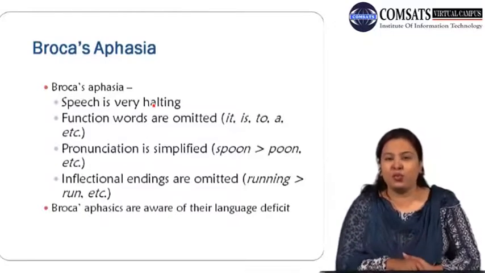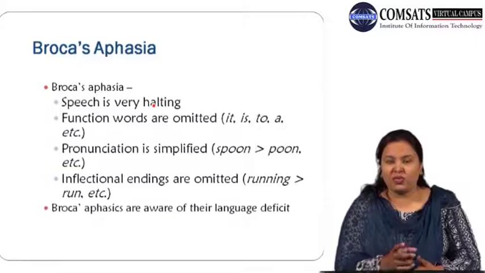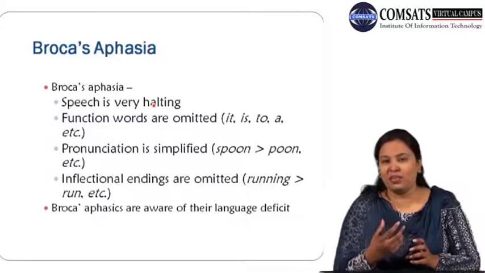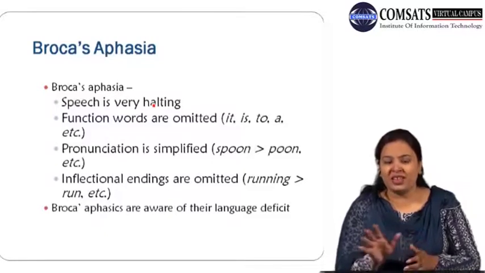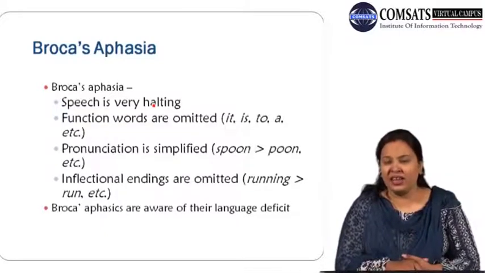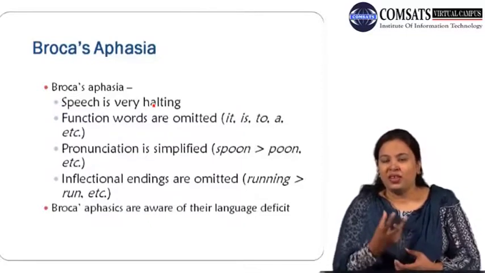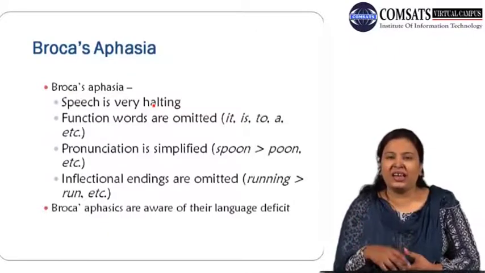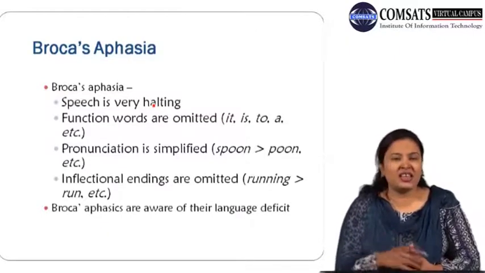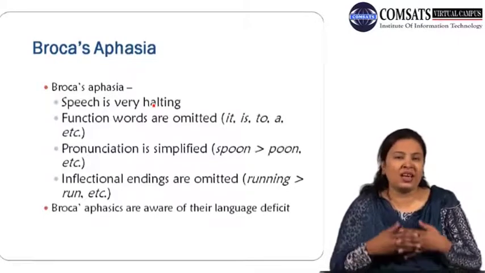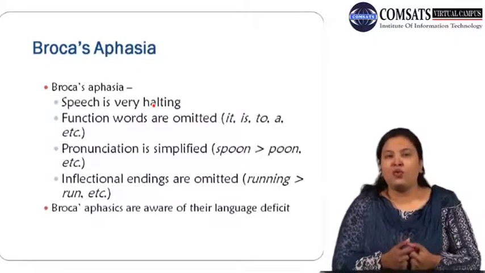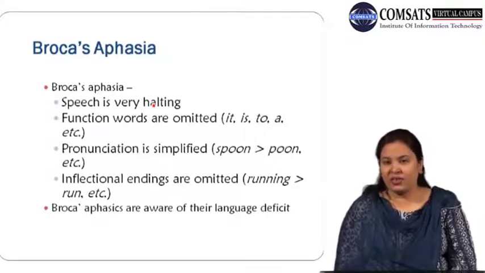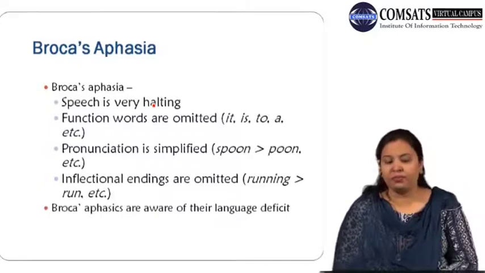For example, instead of saying spoon, they would say poon. This way, they make complicated words simpler by omitting certain sounds. And then inflectional endings, as I told you, the endings of verbs showing tenses, or the endings of nouns showing plurals, are totally omitted. On the basis of these observations, we can see that in Broca's aphasia, they are aware of their language deficit, because they know that they have this problem.